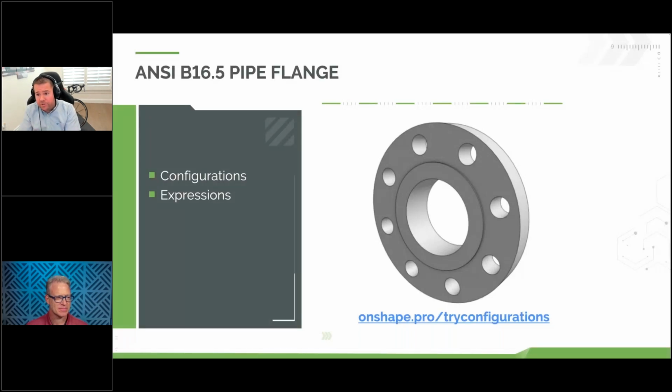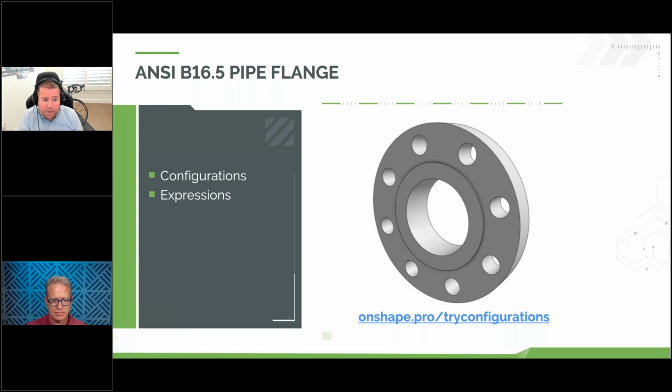It's an ANSI B16.5 pipe flange. But for those that do any kind of pipe design, you'll know that there are thousands of permutations of this particular pipe flange. And so while the geometry itself is rather simple, it's just a cylindrical boss with a hole in it, there's a great deal of thought that goes into building the configurations that are associated with this pipe flange.